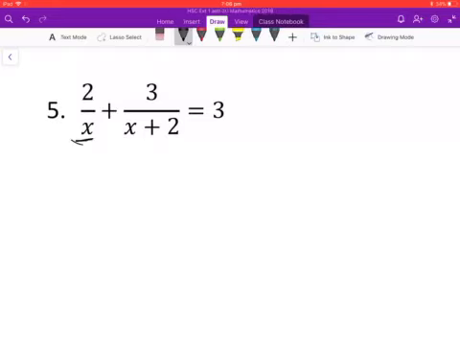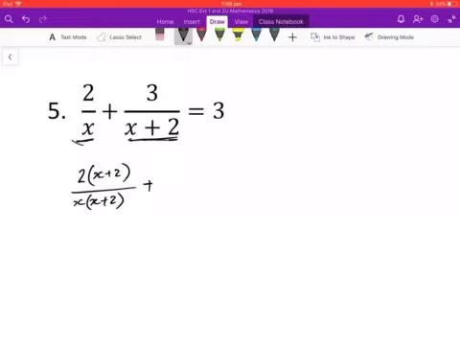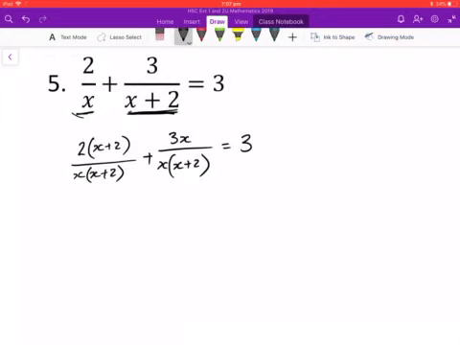So here, the first one, I've got an x. I'm going to multiply top and bottom by x plus 2. 2 times (x plus 2) over x plus 2, plus the second fraction. I've got x plus 2, so I need to multiply top and bottom by x. So it's going to become 3x over x plus 2. Now, that's just changed the way I've written it. It doesn't change the equation. I haven't multiplied both sides by anything, so the right-hand side is still 3.